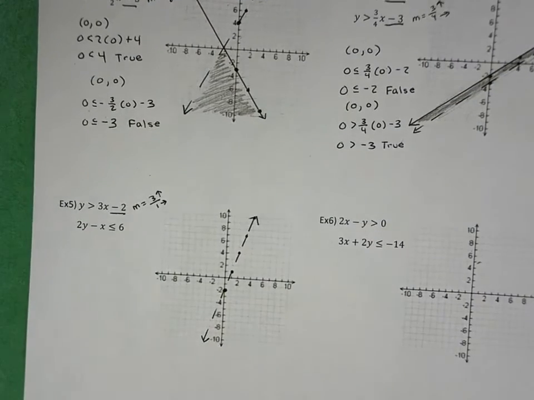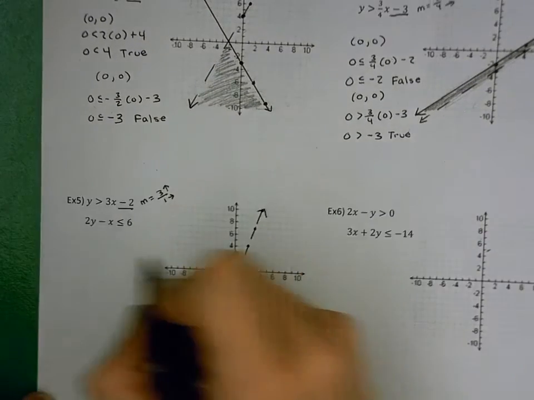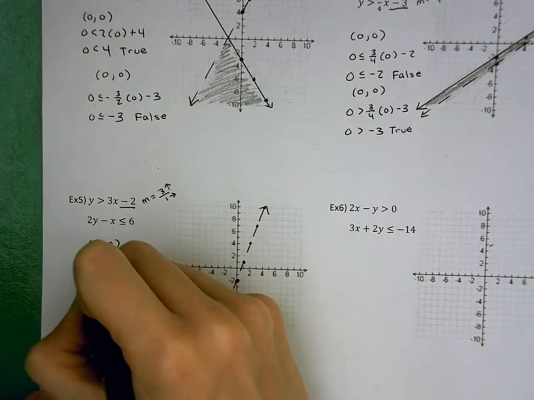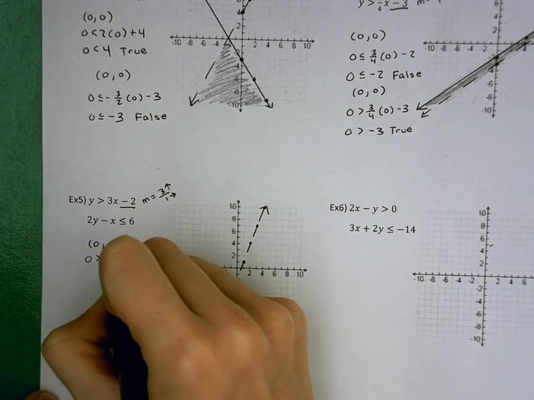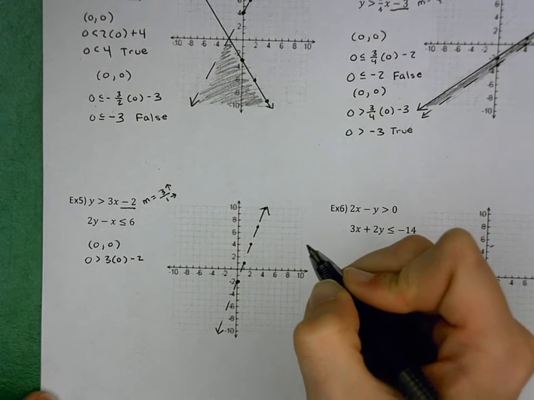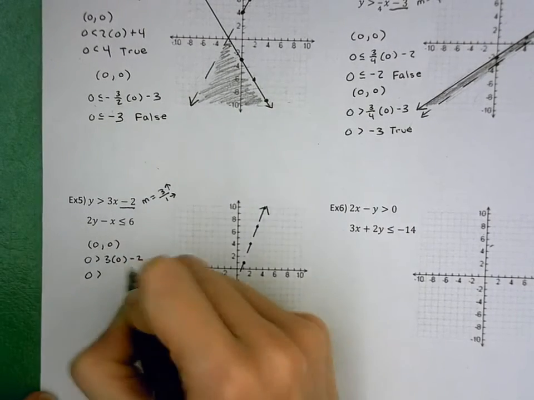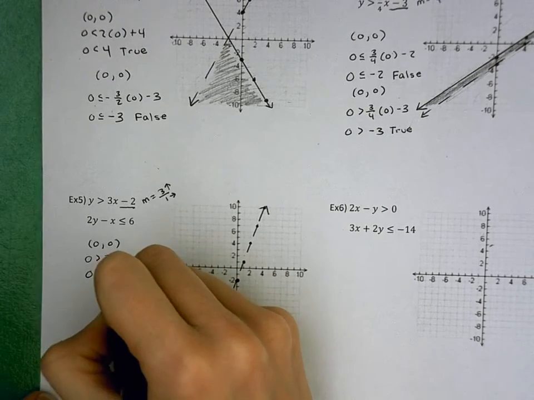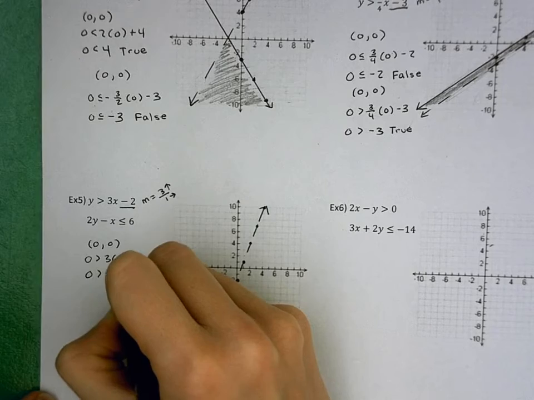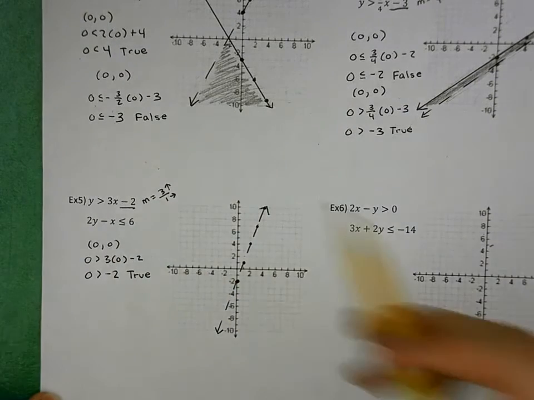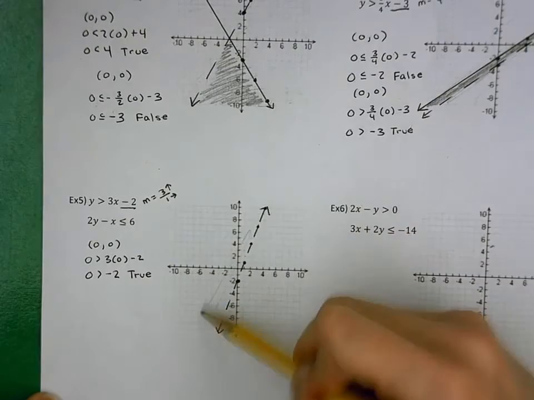Okay, for my test, 0, 0 is not on that line. So I'm going to go ahead and test 0, 0 into that inequality. We get 0 is greater than 3 times 0 minus 2. 3 times 0 is 0, minus 2 is negative 2. Is 0 greater than negative 2? It is. And so we're going to shade towards the 0, 0 there. Here's 0, 0, so shade in lightly that side.